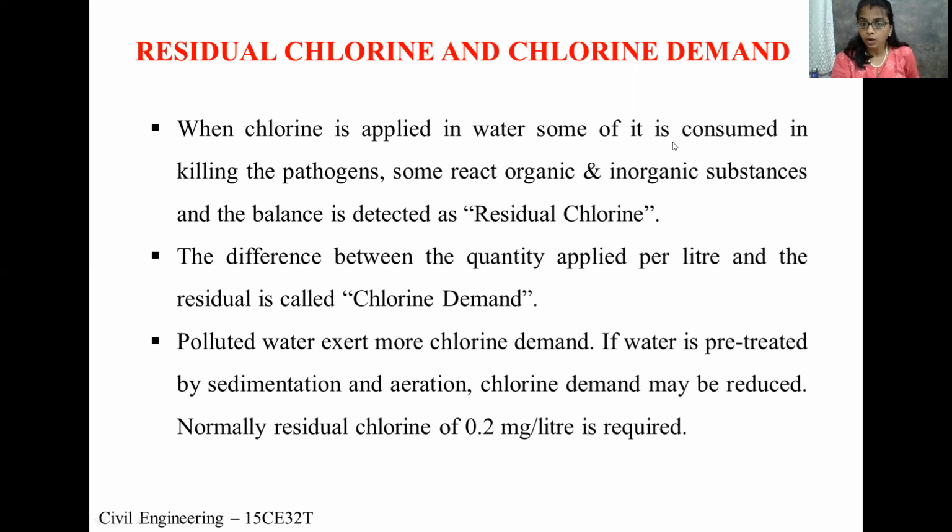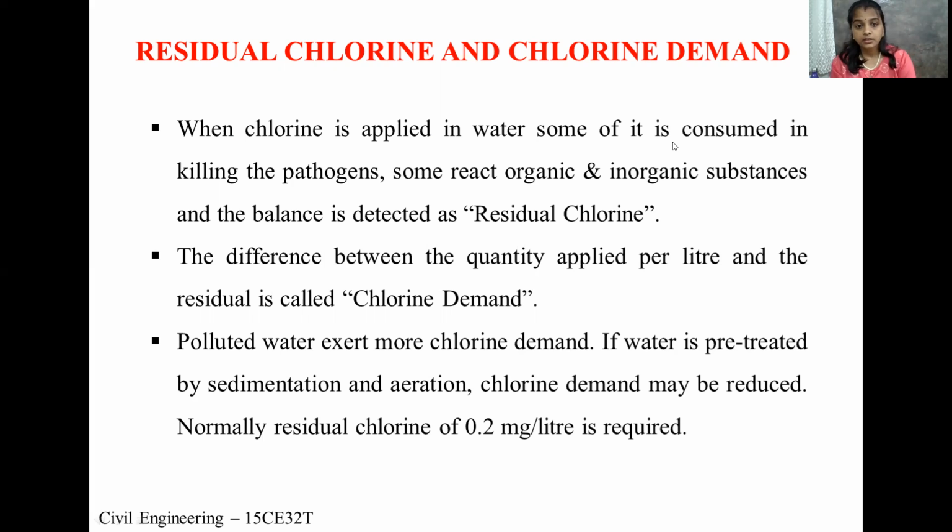When chlorine is applied in water, some of the chlorine is consumed in killing the pathogens. Some reacts with inorganic and organic substances, and the balance is detected as residual chlorine. Already I have told you why the term residual chlorine is so important, because it should avoid the recontamination of water. That's why residual chlorine should be there. And what amount, that was also explained. 0.2 milligram per liter was the amount of residual chlorine required in water.